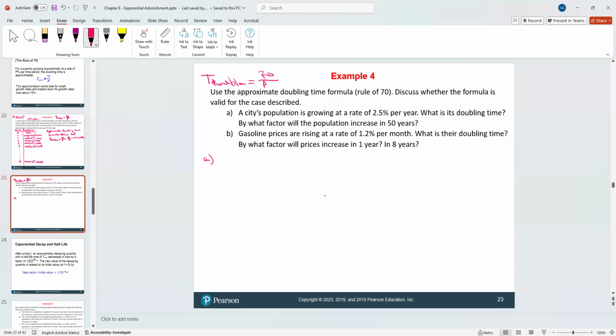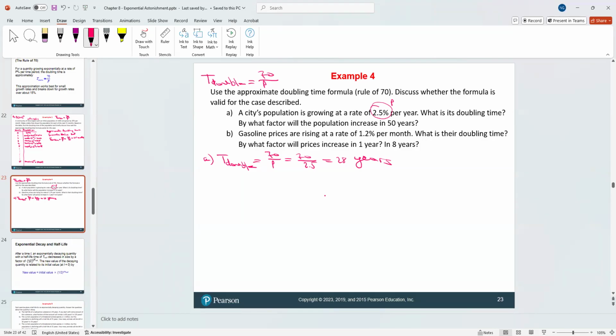So doubling time, very easy. We're going to use this formula because they said use 70 over P. What is P in this case? P is 2.5, because this one right here is P. So the doubling time for this one would be 28 years. A city's population is growing at this rate, and to double that population takes 28 years. We find it. Now, the next question, the population would increase by what factor?